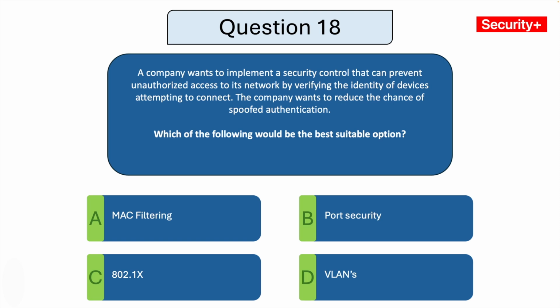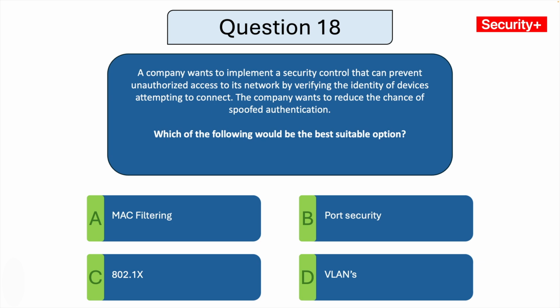All right, pretty simple one here. So let's take a look. Which of these options would require appropriate authentication before the device can connect to the network? But another key thing is the reduced chance of spoofed authentication. So let's go ahead and think about it. I'm going to rule out VLAN right away. VLANs don't usually provide authentication for devices, so ruling that out.